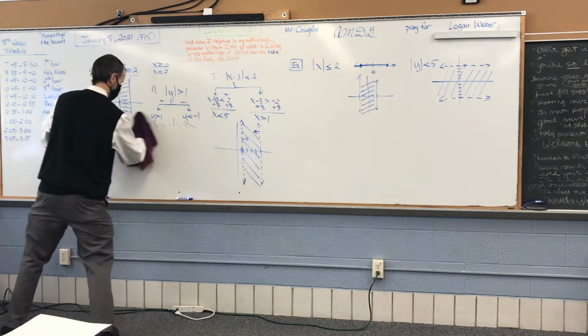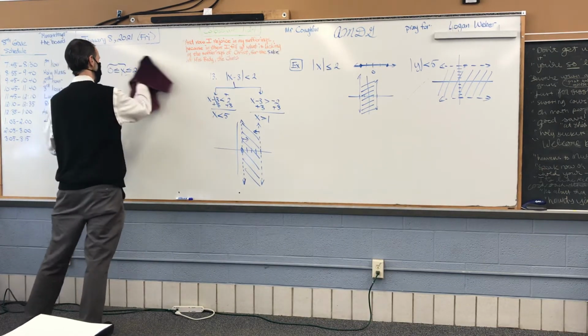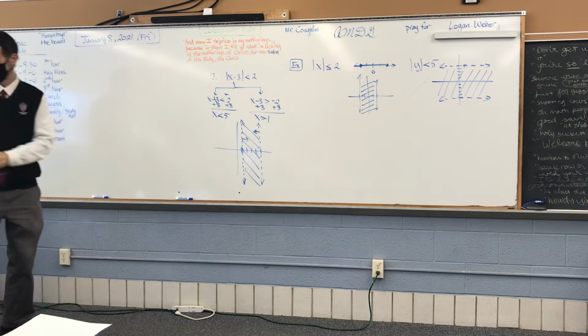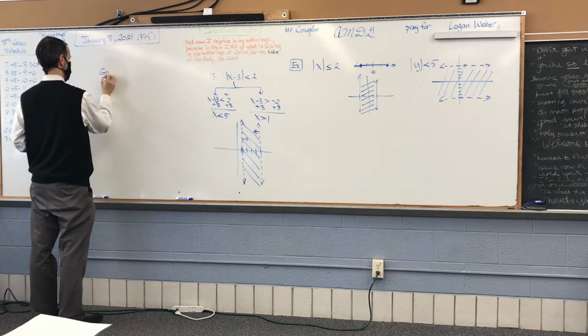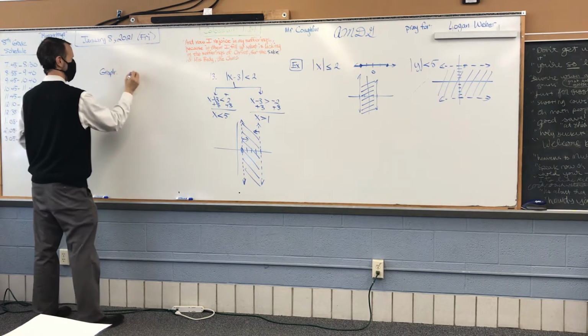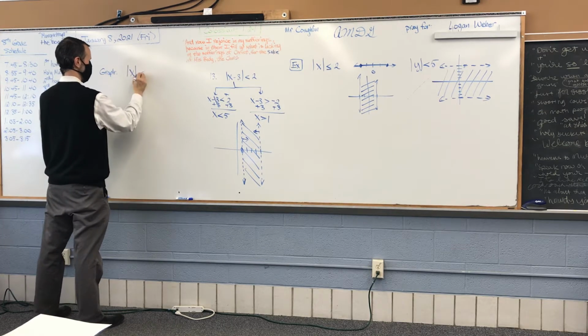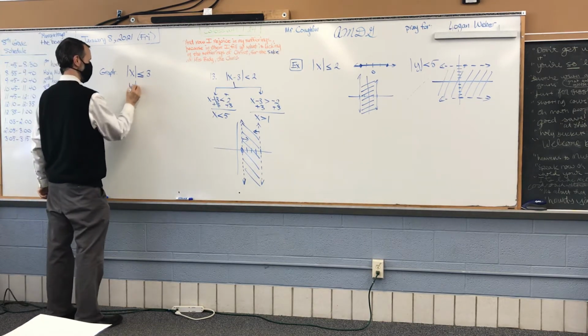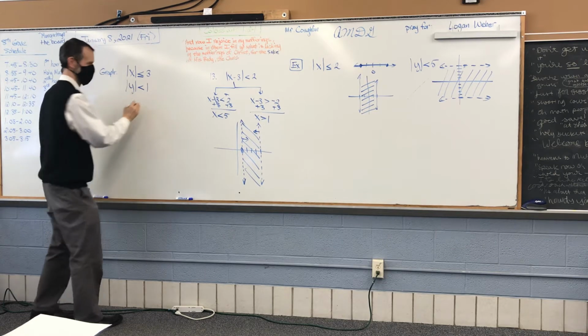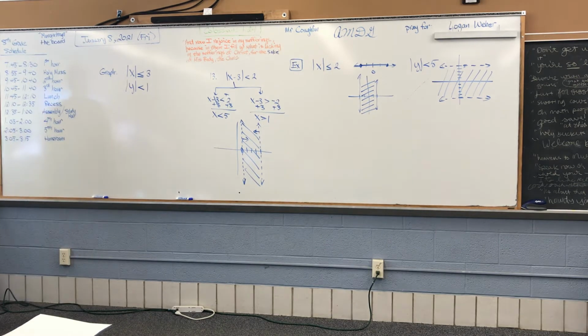Let me try another one. I want to see if you can do both of these at the same time. I would like you to graph the following. Absolute value of x is less than or equal to 3. Absolute value of y is less than 1. Graph it.